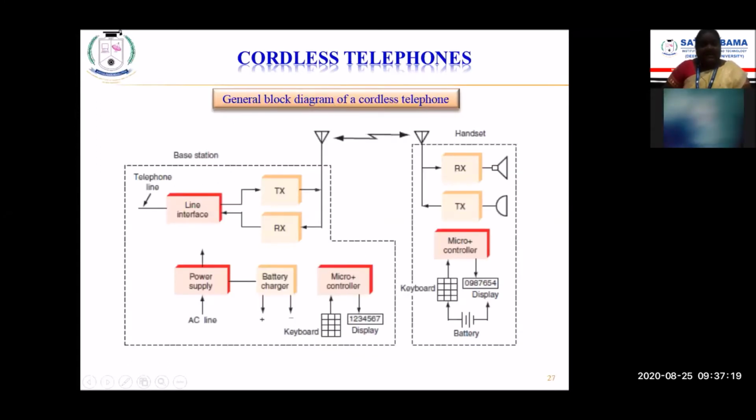Just let's have a quick recap of what we have discussed in the previous class. So we were discussing the basic block diagram of a cordless telephone. The cordless telephone has 2 units: one is the base station or the fixed unit, and the next one is the portable or the handset unit. The base station unit will have these internal circuits: the line interface, to which we'll be connecting the telephone line, and that is connected to the transceiver. The transceiver will have the transmitter and the receiver, and that is connected to a transceiver antenna.